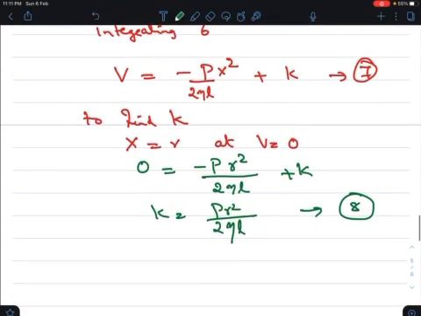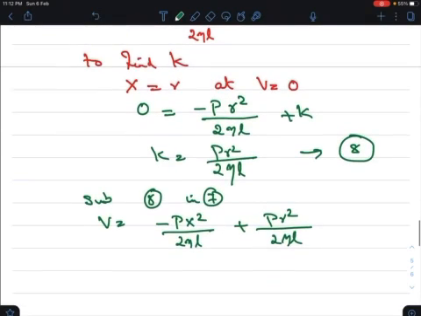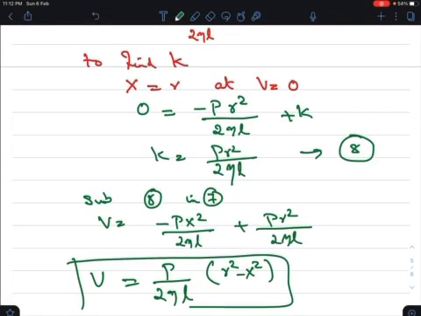Substituting 8 in 7. That is V is equal to minus P x square by 2 eta L plus P r square by 2 eta L. Or you can take that P by 2 eta L as common factor, and what you have inside? R square minus x square. That's my volume, total volume.